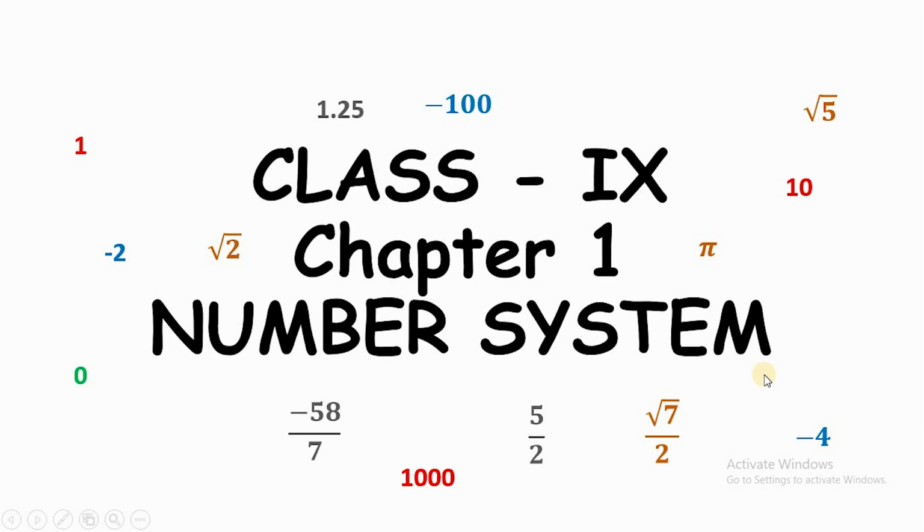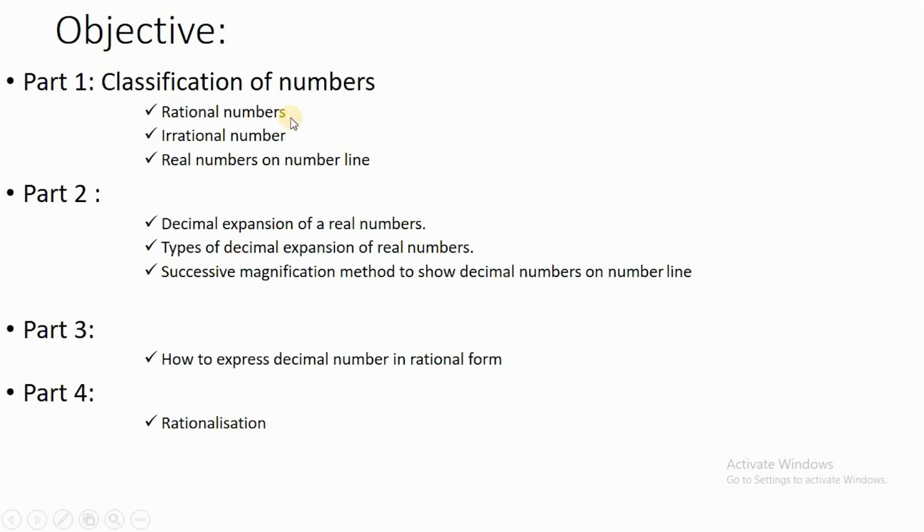Before going into the detail, let me tell you the objectives of this chapter. I've divided this chapter into 4 parts. In the first part, we are going to learn about the classification of numbers, under which we are going to recall the rational numbers that we learned in class 8, and then introduce the irrational numbers. Then we are going to learn how to plot or represent these numbers on the number line.